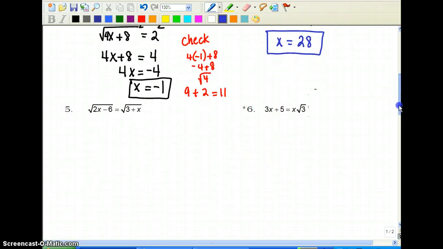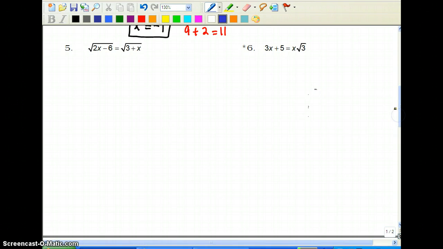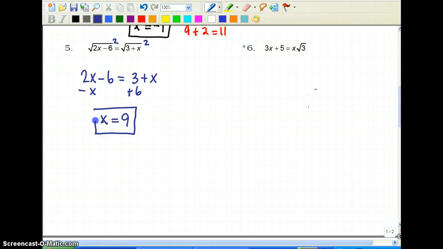Number 5. Okay, got a radical on both sides. Doesn't change too much. You're going to square both sides. So the radicals will both go away. Now we've got to get the x over here and add the 6 over here. x is equal to 9. Check it. 2 times 9 is 18. 18 minus 6 is the square root of 12. 3 plus 9 is 12, and that's also the square root of 12. So that works.